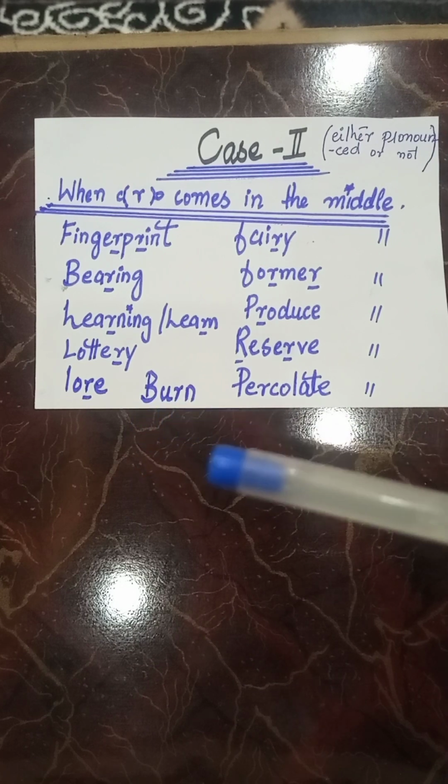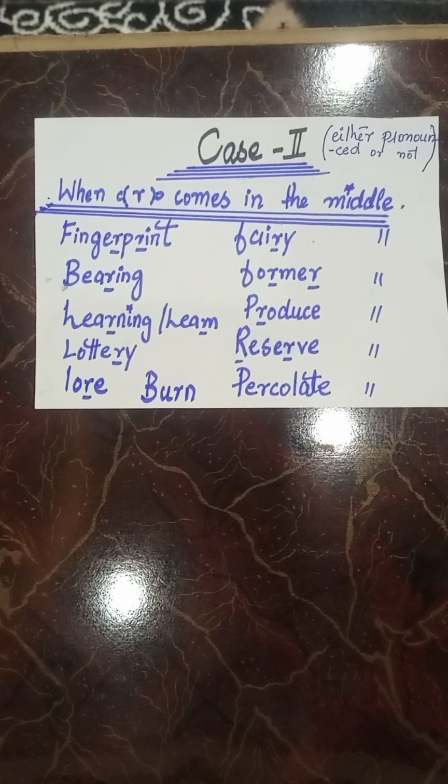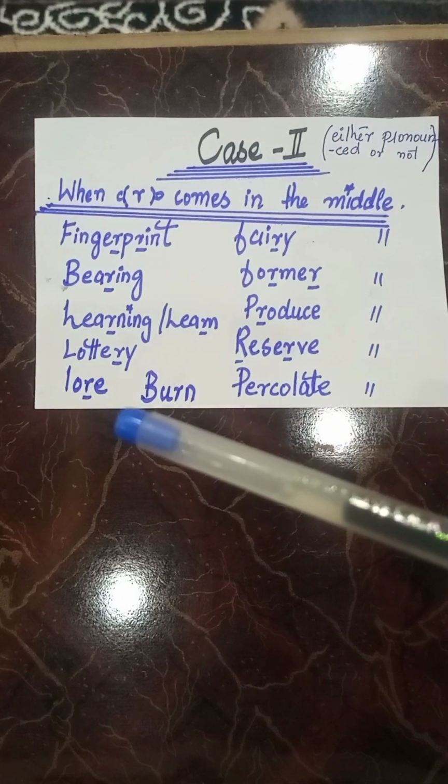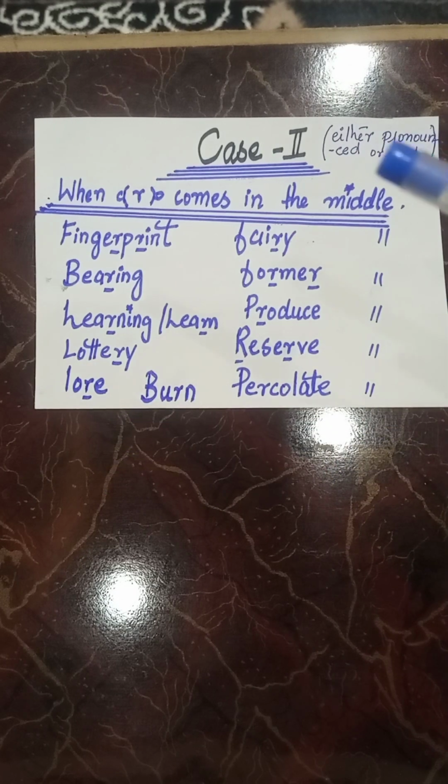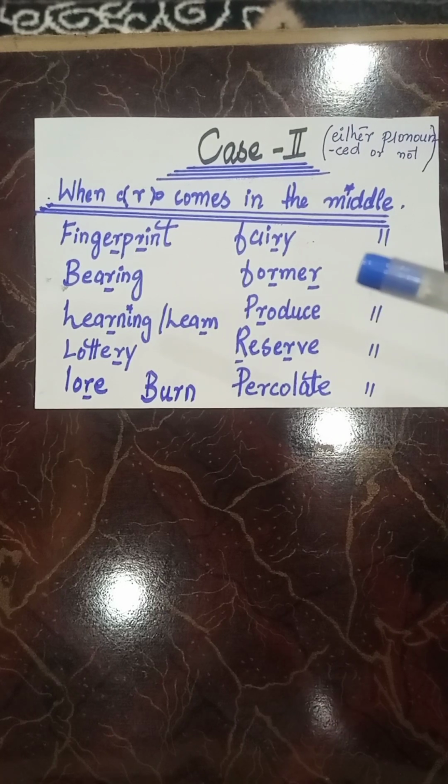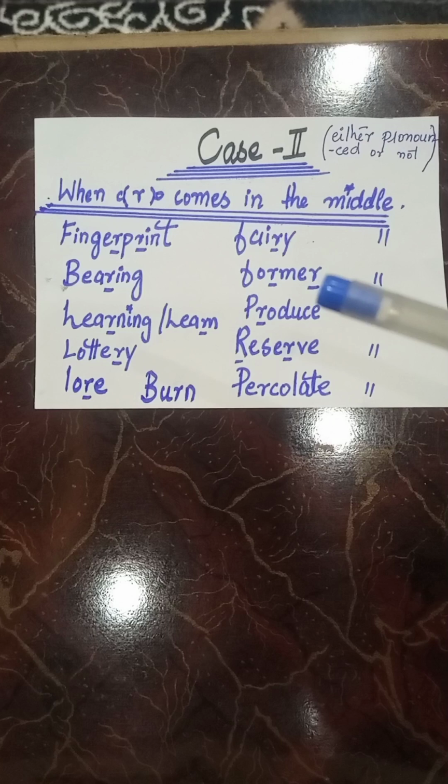This is lore. So this is same in both accents because R is followed by a vowel. This one is fairy. Okay, so R is followed by Y, so we will pronounce it in both accents. And this is former. Guys, this is one of the most interesting words. Here you got two R's and you have to keep both these R's silent.